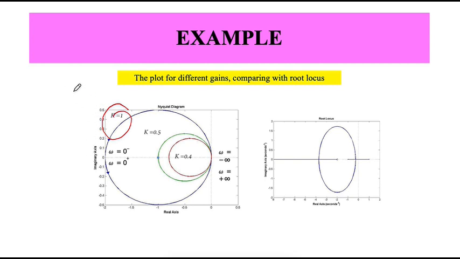So this is the root locus of the same system. Okay, so when my gain k equals 1, it is circling -1 plus j0 once in the counterclockwise direction.